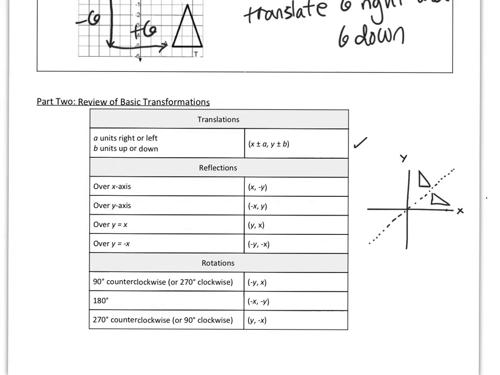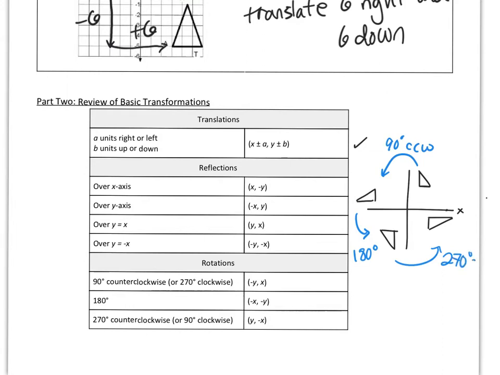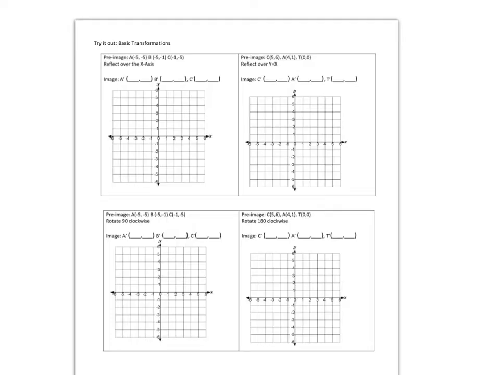We could also even reflect over the line y equals x, or even over the line y equals negative x, like that. And for rotations, we could rotate 90 degrees counterclockwise, 180 degrees, which is the same counterclockwise or clockwise, or 270 degrees counterclockwise. Now once we get back to 360 degrees, we're exactly where we started. So let's try out a few basic transformations here.